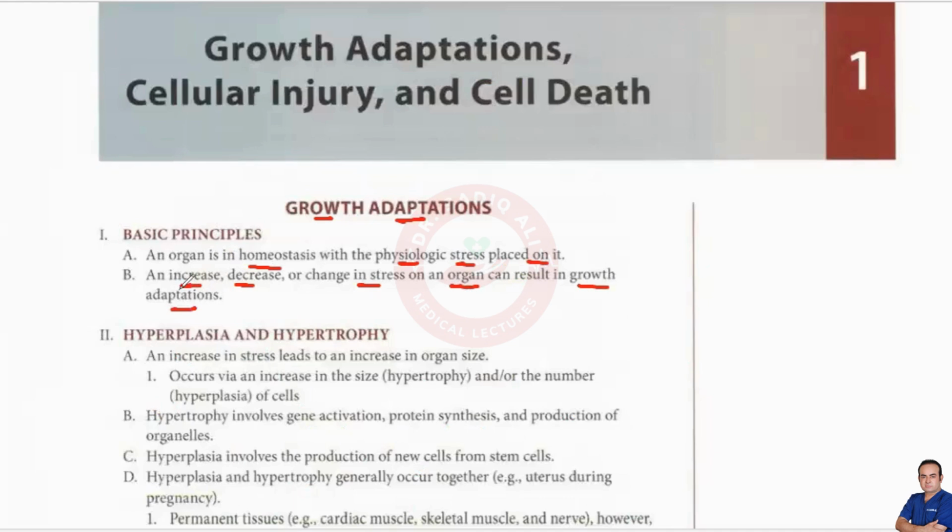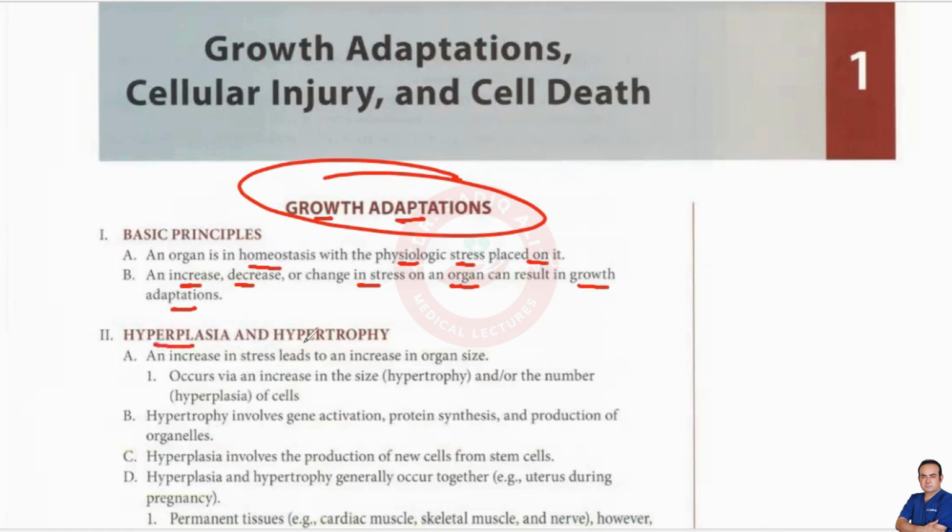Now the basic principle says if you put an organ under physiological, normal stress, that organ will try to maintain its internal or external environment nearly constant. But if you change the stress regarding duration or severity, then the organ or the cell undergoes an increase in size, a decrease in size, or a change of epithelium. So depending upon the stress, whatever changes occur in that organ will be referred to as growth adaptation. Now growth adaptation we will discuss one by one.